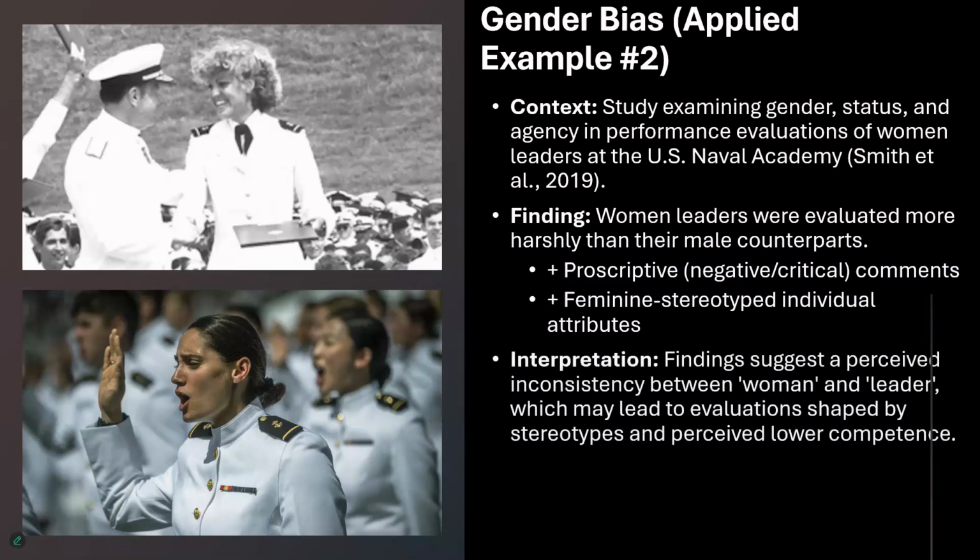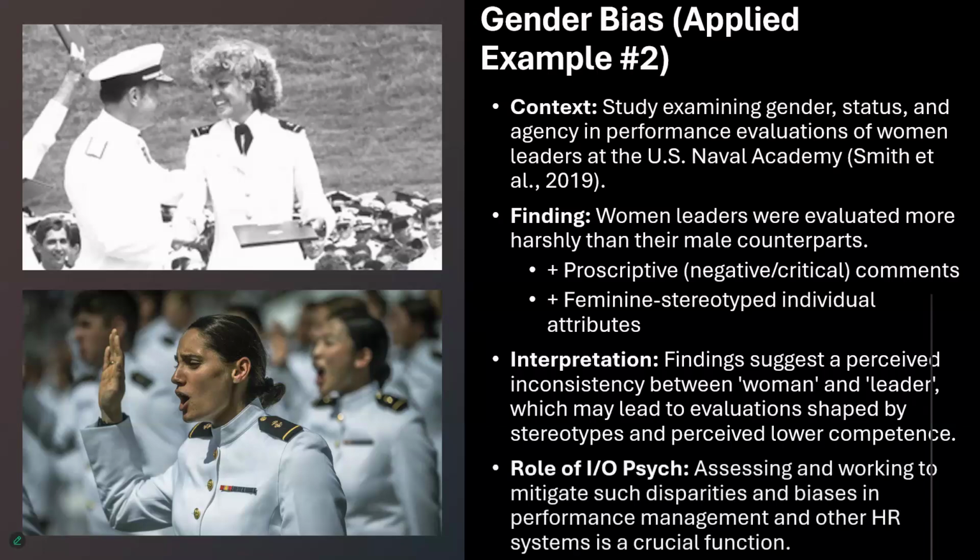And so the researchers interpreted these findings as suggesting a potential bias stemming from a perceived inconsistency between the social category of women and the high status role of leader, possibly leading evaluators to rely on stereotypes or perceive lower levels of competence. And so identifying such disparities through rigorous research and then developing interventions or system changes, such as rater training, revised evaluation forms, and so on, to reduce bias obviously is a core responsibility for IO psychologists working in areas like performance management. And this demonstrates how IO psychology provides concrete tools for applying psychological principles to promote fairness.